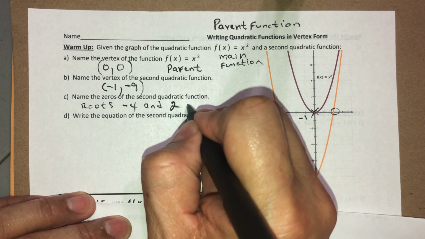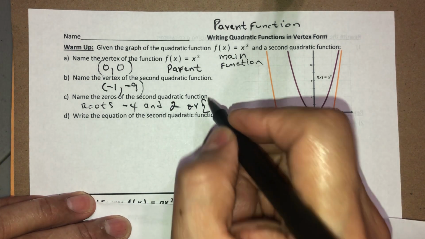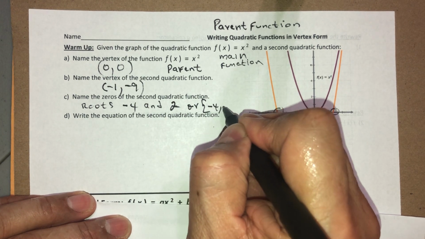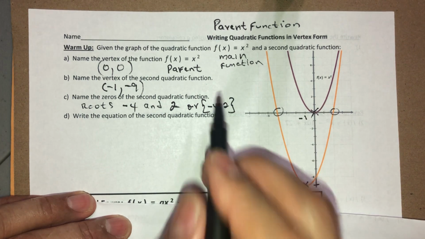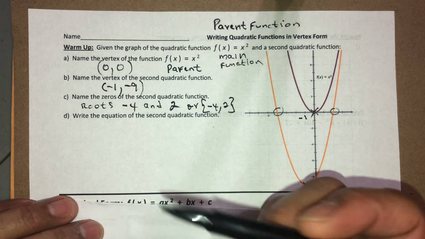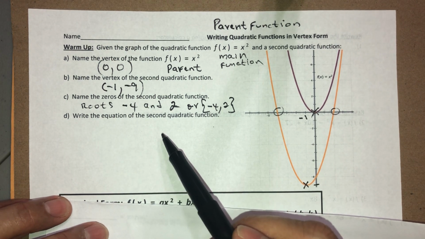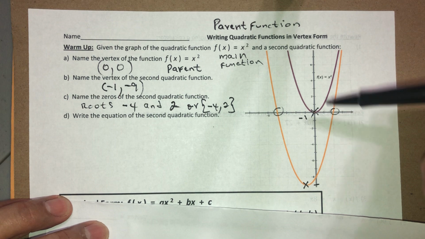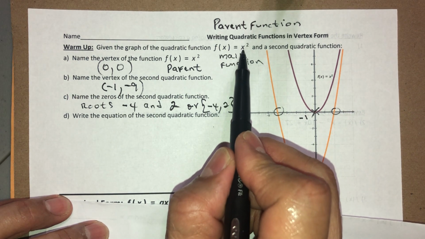Or if you want, you can also write it in brackets, which will be -4, comma 2. Now, that one is correct, but never parentheses. So now, what I'm asking you is to write the equation of the second function. They want us to write the equation like that.